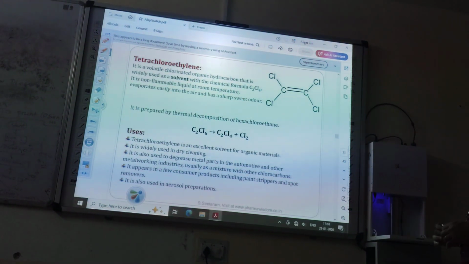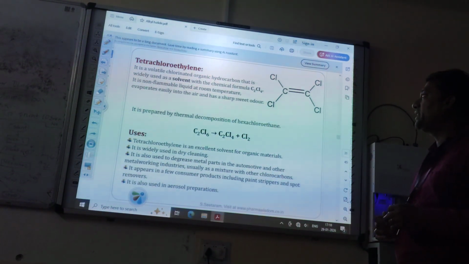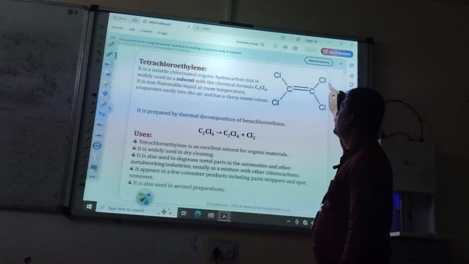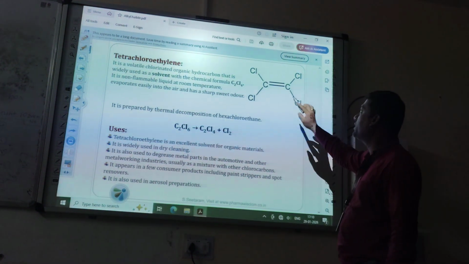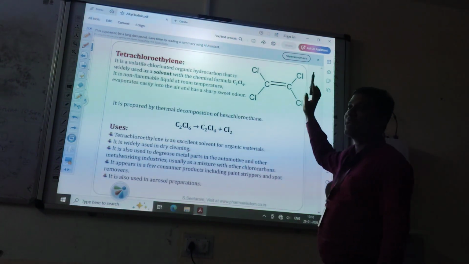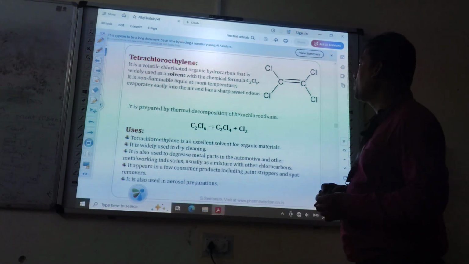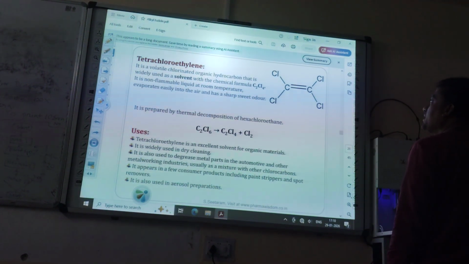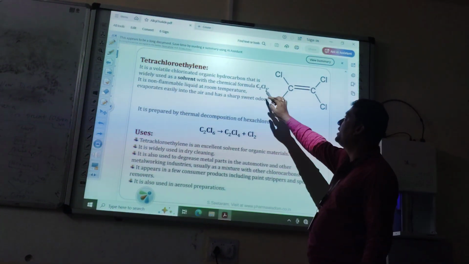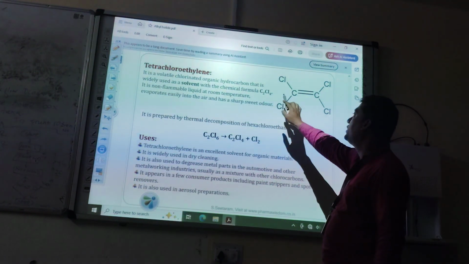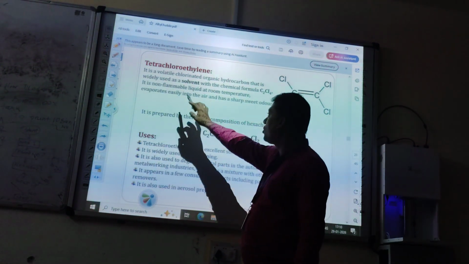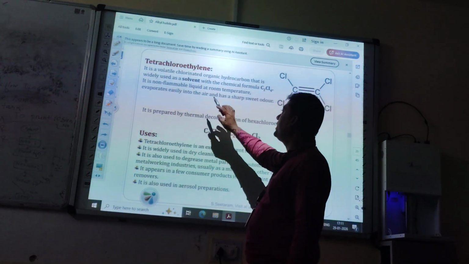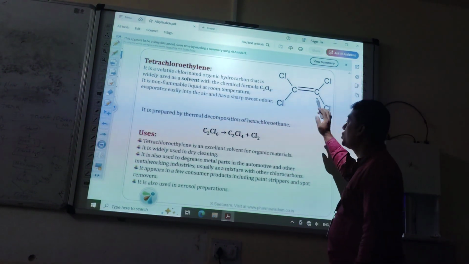Then tetrachloroethylene. This is the structure of tetrachloroethylene. 4 chlorine atoms are attached to the 2 carbon, bonded with double bond. Carbon-carbon double bond. It is a volatile, chlorinated organic hydrocarbon that is widely used as a solvent with the chemical formula C2Cl4. It is a non-flammable liquid at room temperature, evaporates easily into the air and has a sharp, sweet odor.